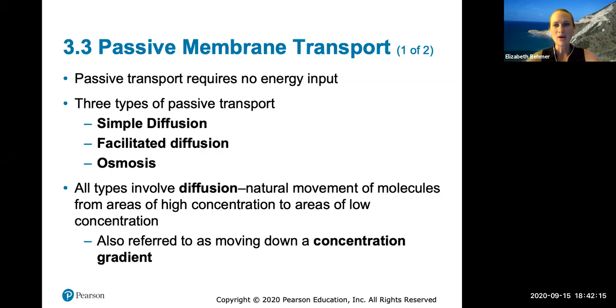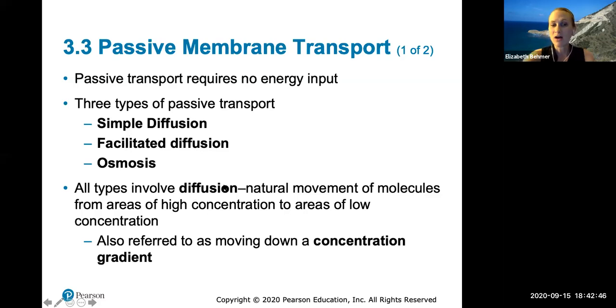So when we're talking about passive and active transport, we're talking about things coming into the cell and leaving the cell and going through the plasma membrane. And there's 3 types of passive membrane transport. And when it says passive, that means it requires no energy input. So these things will happen naturally. They'll happen without ATP. And there's 3 main types of passive transport: simple diffusion, facilitated diffusion, and osmosis.